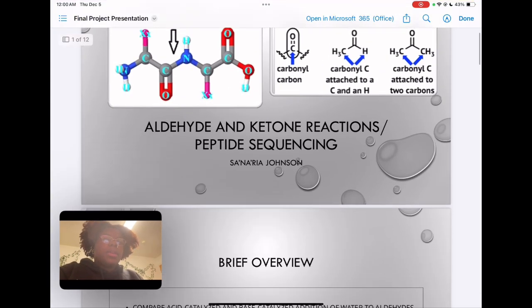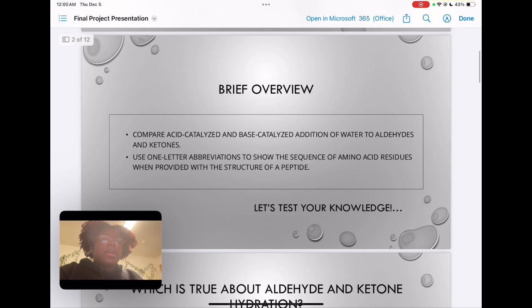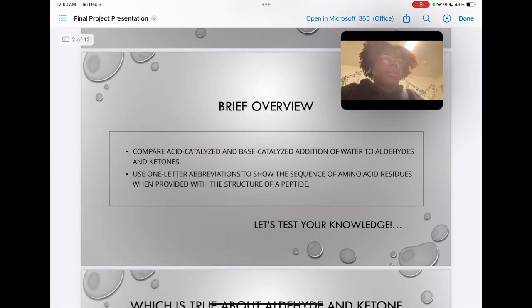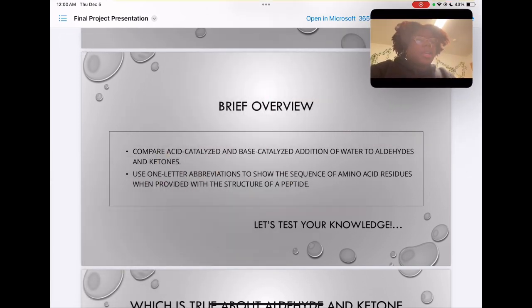And so the initial concepts we're going to be talking about is comparing acid catalyzed and base catalyzed addition of water, which is going to be hydration, in comparison to aldehydes and ketones. And then the second part of the presentation, we are going to use 1-letter abbreviations to show the sequence of amino acid residues when provided the structure of a peptide.